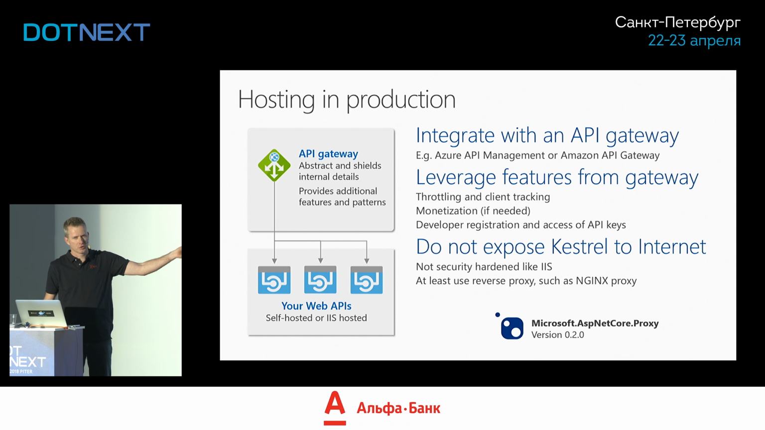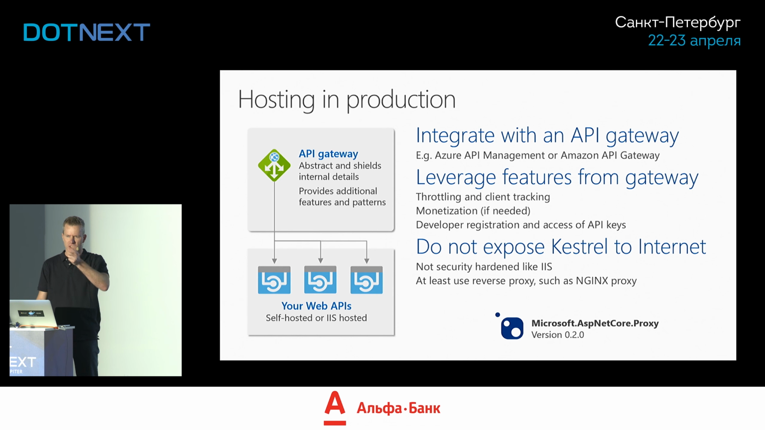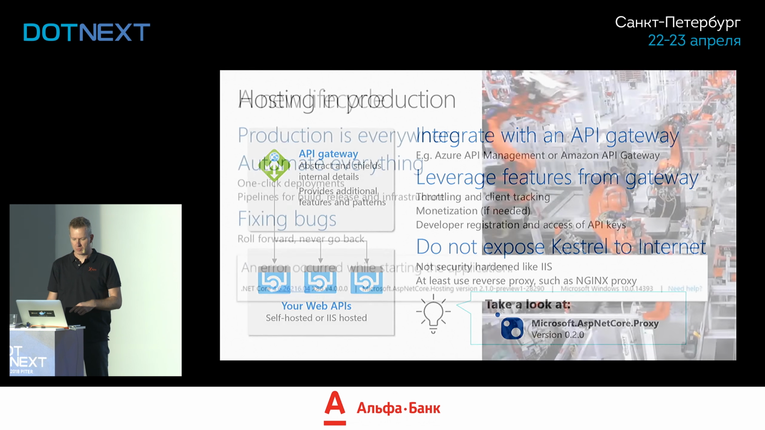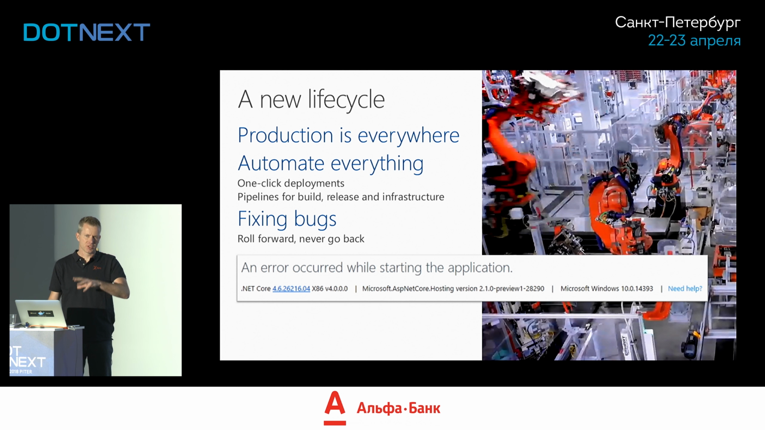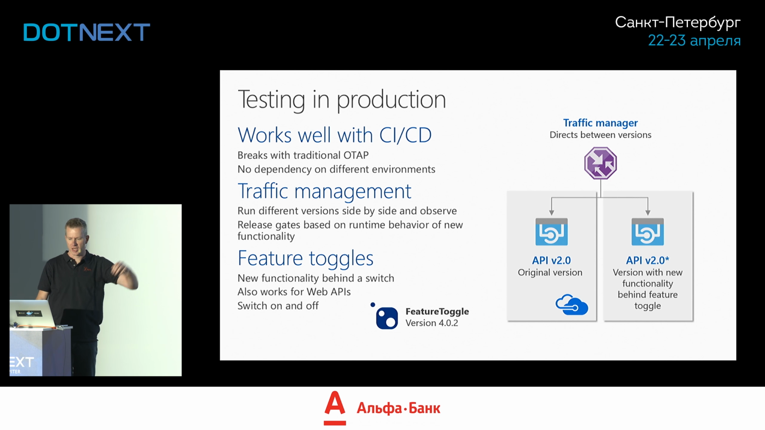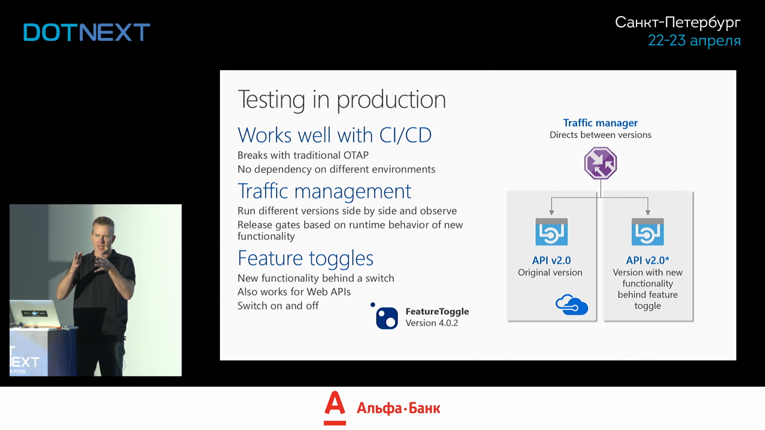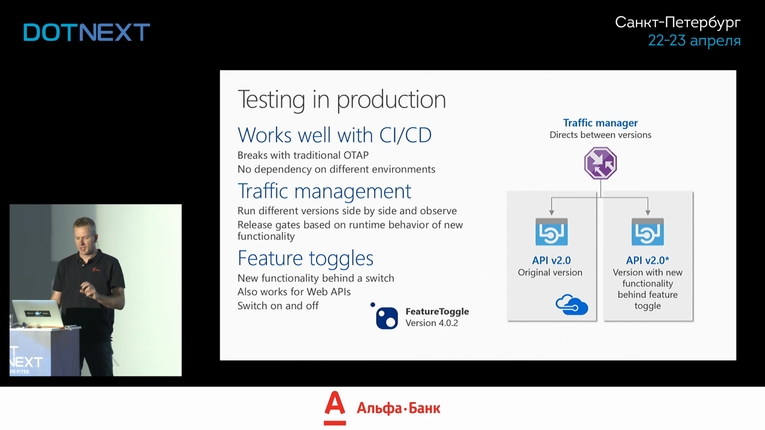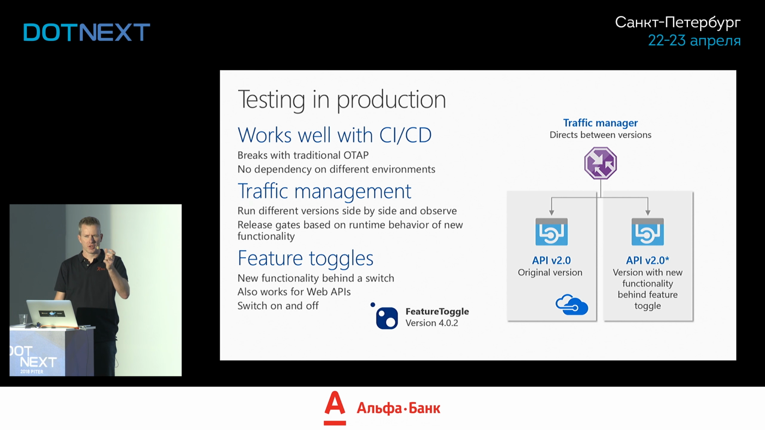There's this thing that Microsoft is working on, ASP.NET Core proxy, that allows you to build a proxy inside of an ASP.NET hosted application. So that's something that you might want to have a look at. But if you consider everything production, then you can just quickly deploy to production, and you can even put new stuff in production without it being tested very well, because the idea is that with a traffic manager or an API gateway or the combination, you can have your original API and the API with the new functionality. And you can use feature toggles to toggle on and off the new implementation that you have.